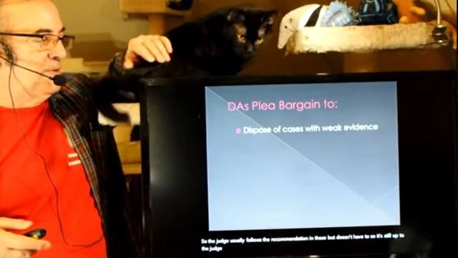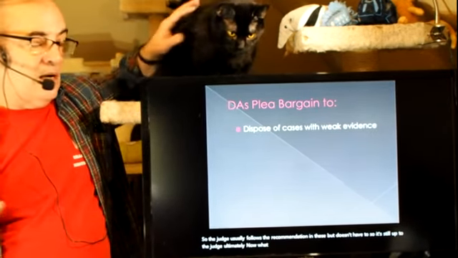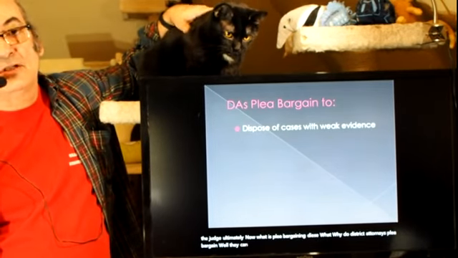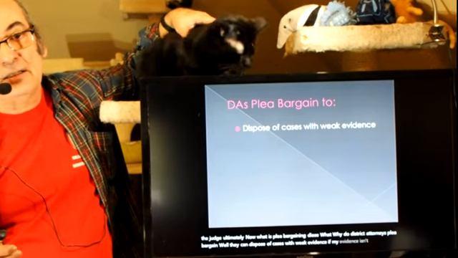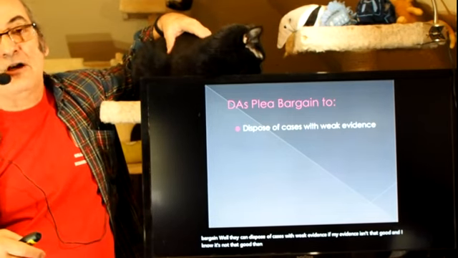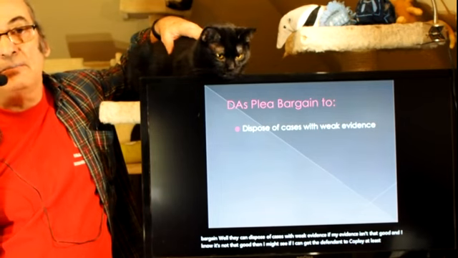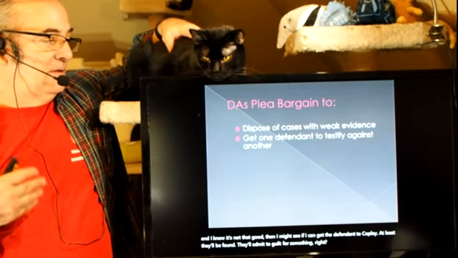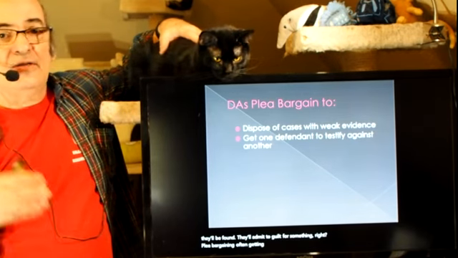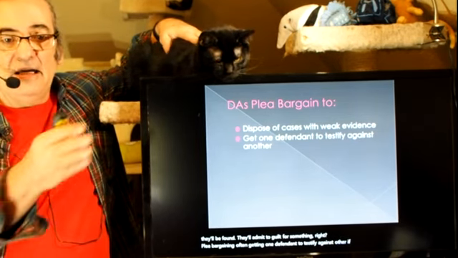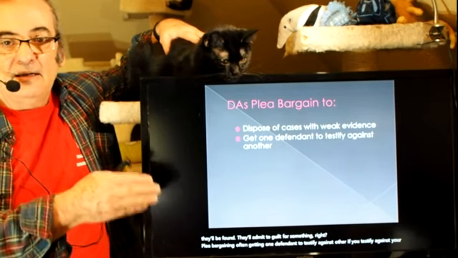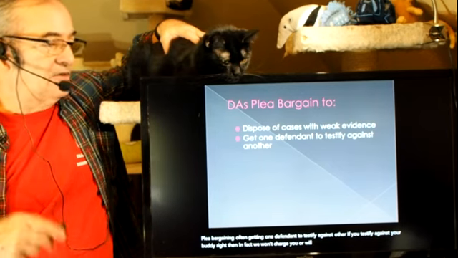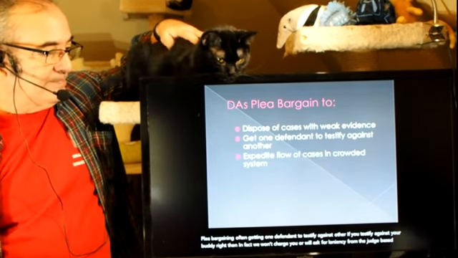Now, what is plea bargaining? Why do district attorneys plea bargain? Well, they can dispose of cases with weak evidence. If my evidence isn't that good and I know it's not that good, then I might see if I can get the defendant to cop a plea. At least they'll admit to guilt for something, right? Plea bargaining is often about getting one defendant to testify against another. If you testify against your buddy, then in fact we won't charge you, or we'll ask for leniency from the judge based on your cooperation.